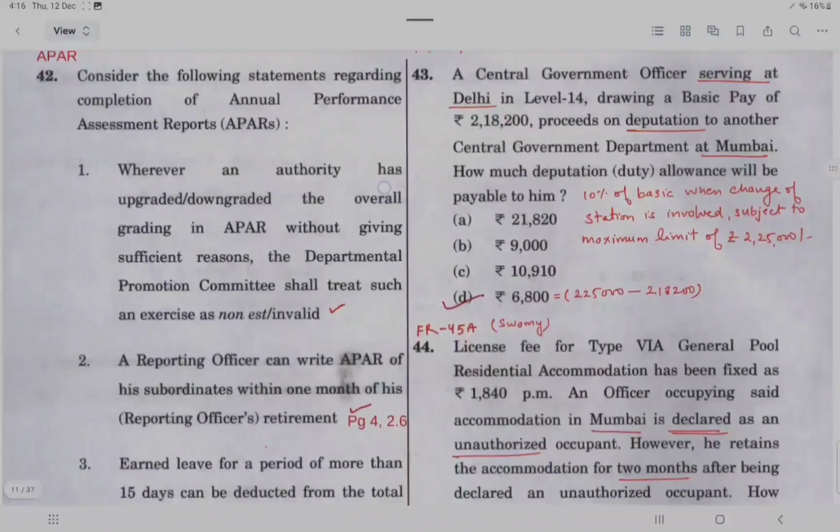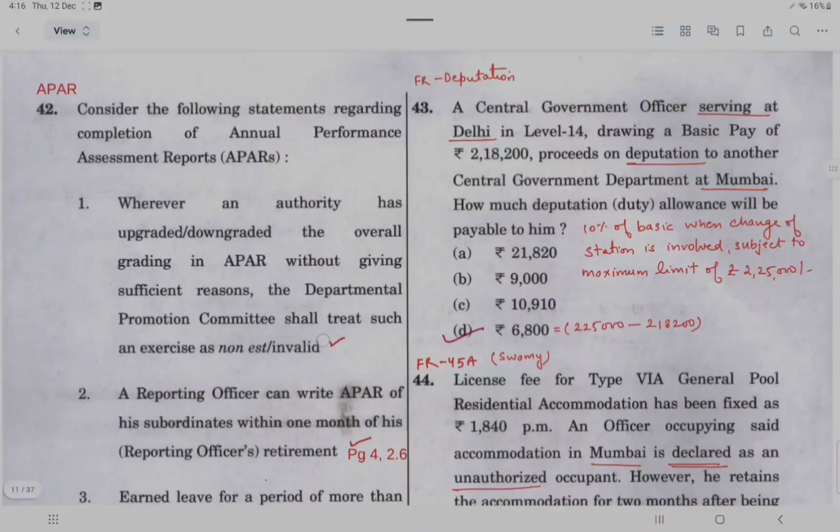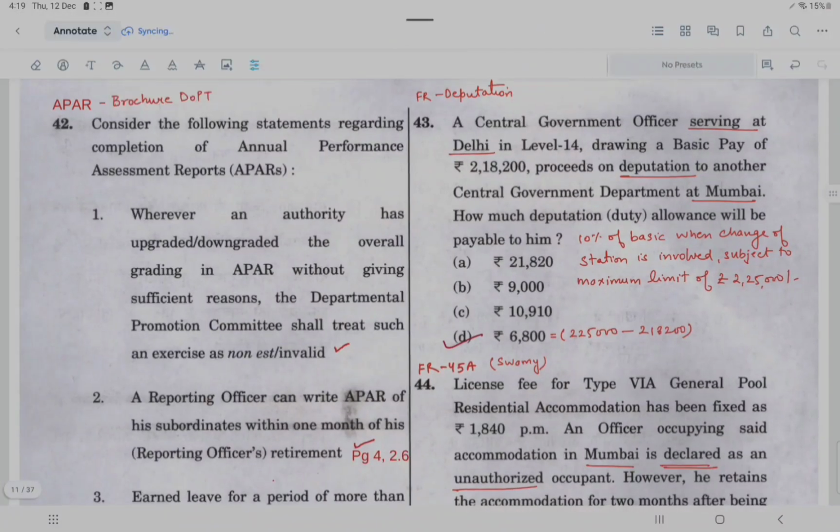Next question is on APAR. So for APAR, let me mention the details of OM. Wait 1 second. So let's read the question first. Consider the following statements regarding completion of annual performance assessment reports, APARs. So for this question, you can refer to the brochure by DOPT, which is on preparation and maintenance of APAR for civil servants. In that you will find all these options.